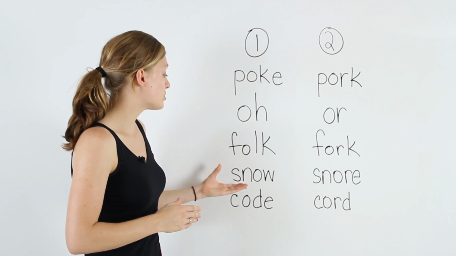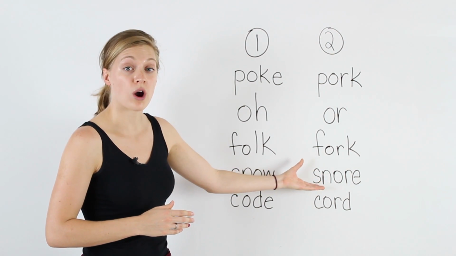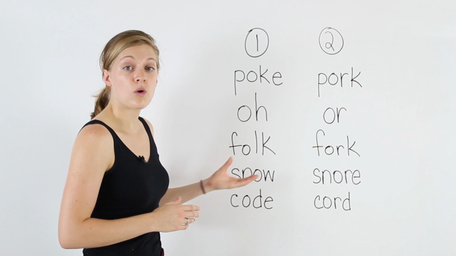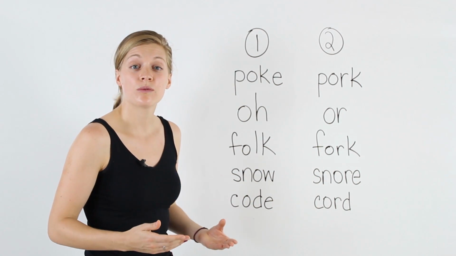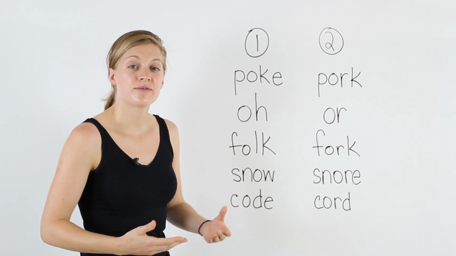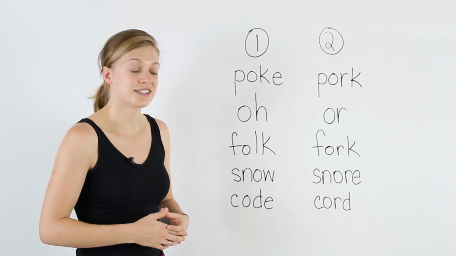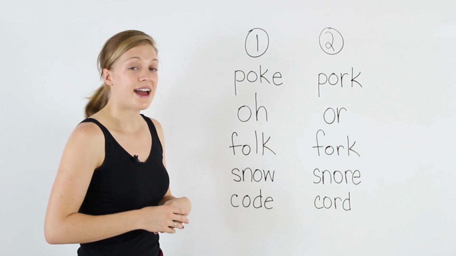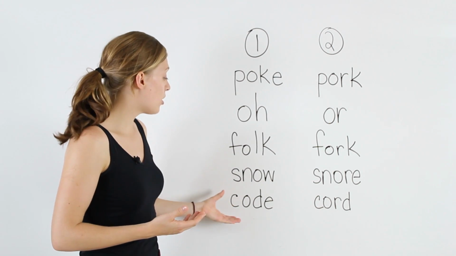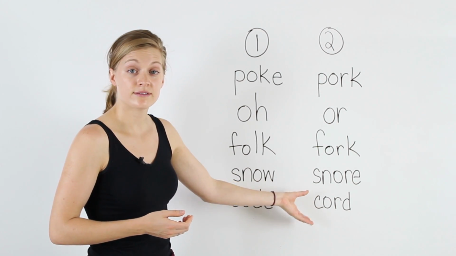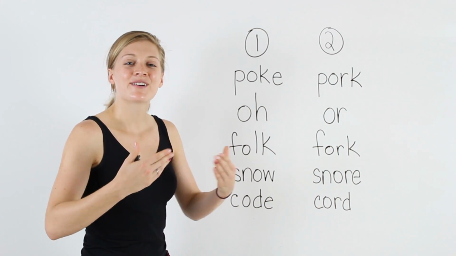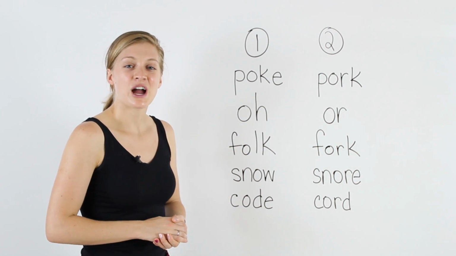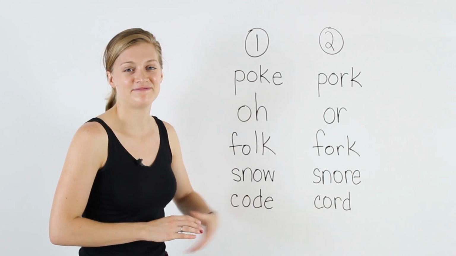Now we have snow or snore. Snow or snore. I'm going to say the word snow. Snow. The correct answer is snow. And last we have code or cord. I'm going to say the word cord. Cord. I bet you chose cord.